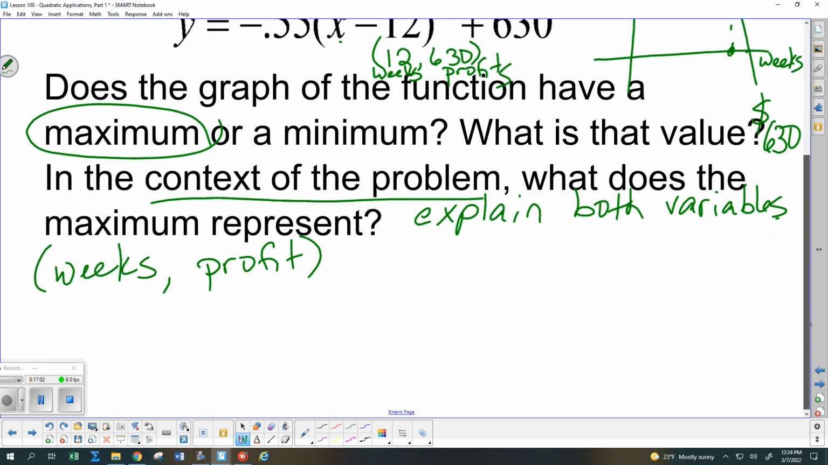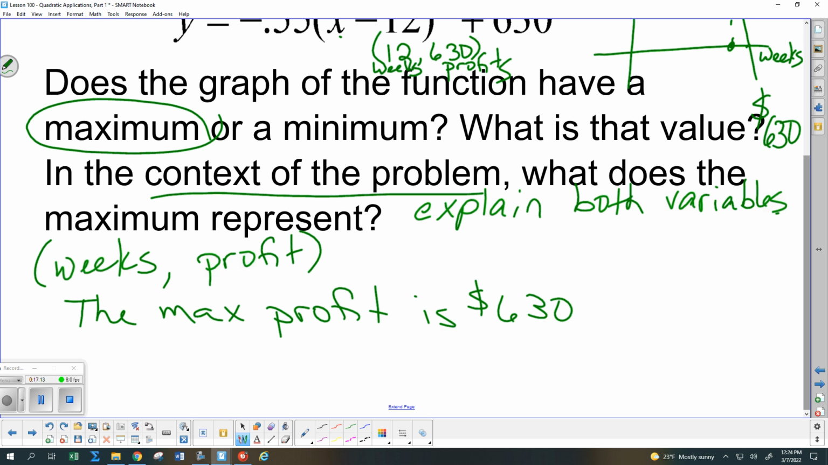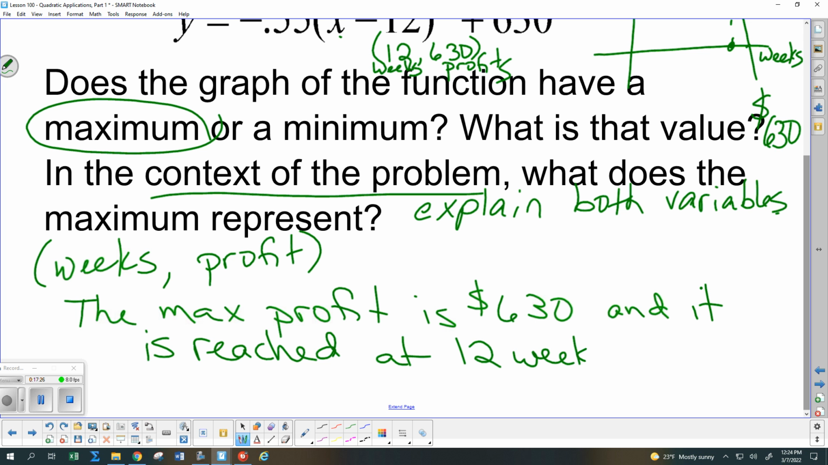For the max, it means the max profit is 630 with units dollars, and it is reached at 12 weeks. So you see how that explains both variables with words, with units.